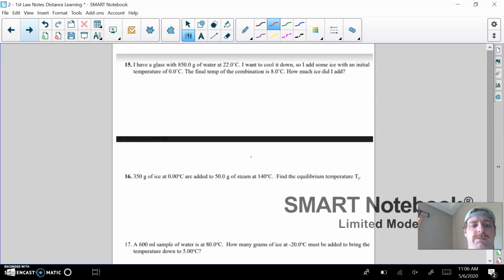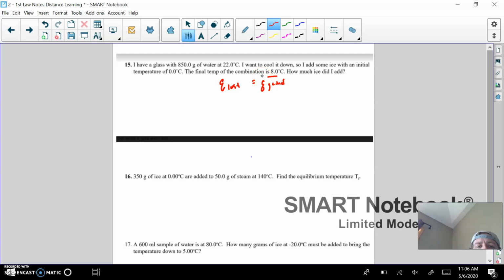We're going to combine our part B with this. So I have a glass of 850 grams of water at 22. I want to cool it down, so I want to add some ice with an initial temperature of 0 degrees Celsius. Find the final temp of the combination. The final temp of the combination is 8 degrees Celsius. How much ice did I add? So we're going to be solving for mass. All right, so we're going to have Q lost is equal to Q gained.